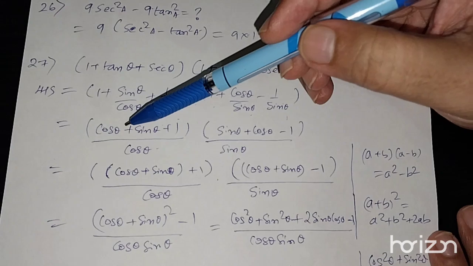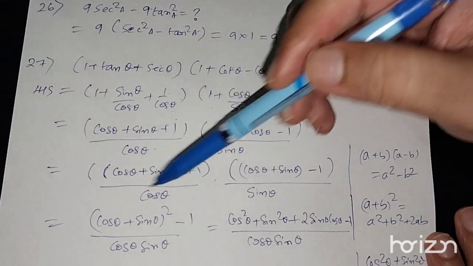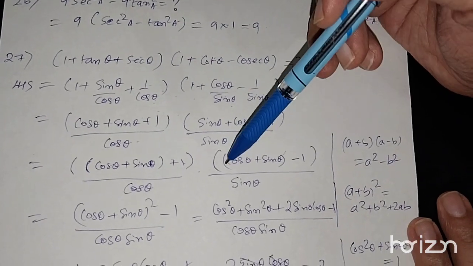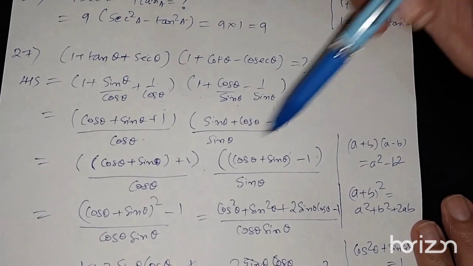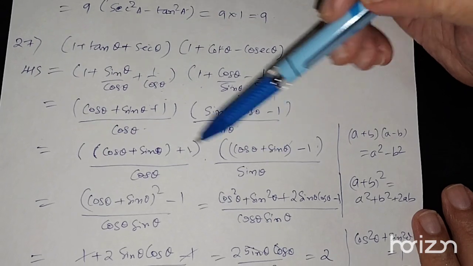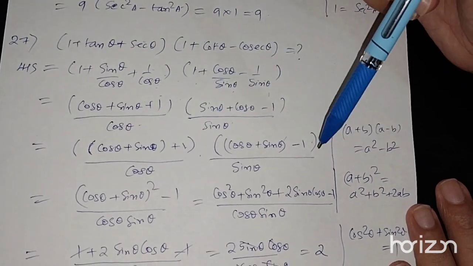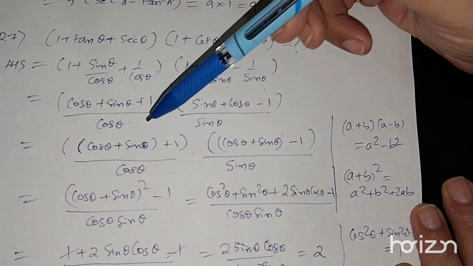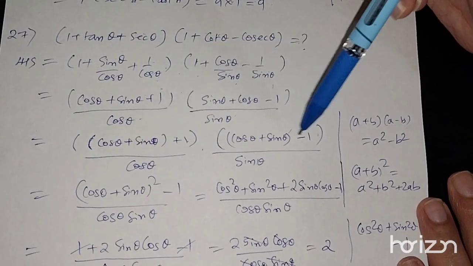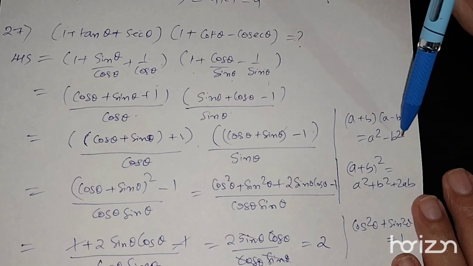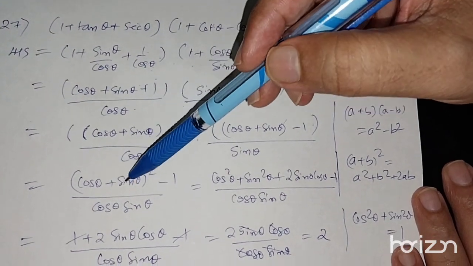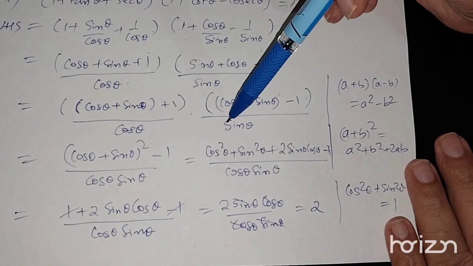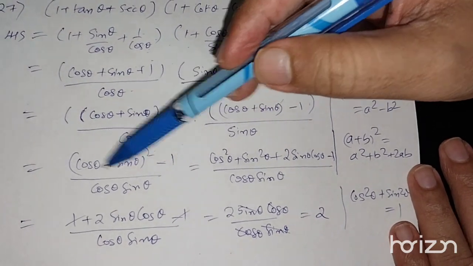Okay. Now look at this. We have cos theta plus sine theta that we can put in the bracket and say plus 1. Here we also have cos theta plus sine theta that we can put in the brackets and say minus 1. And the denominators cos theta and sine theta are as is. Now this looks like a plus b into a minus b, which is a squared minus b squared, where a is cos theta plus sine theta and b is 1. So we are getting cos theta plus sine theta whole squared minus 1 squared, which is 1, divided by cos theta into sine theta. Okay.